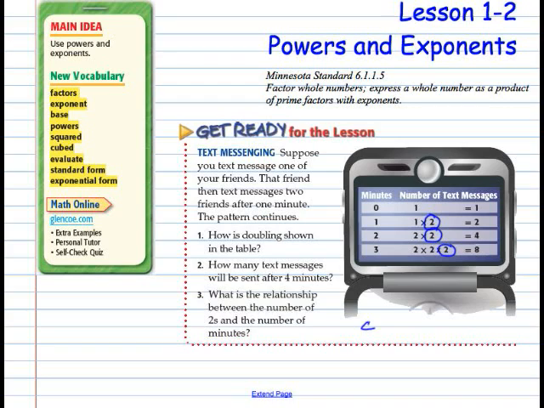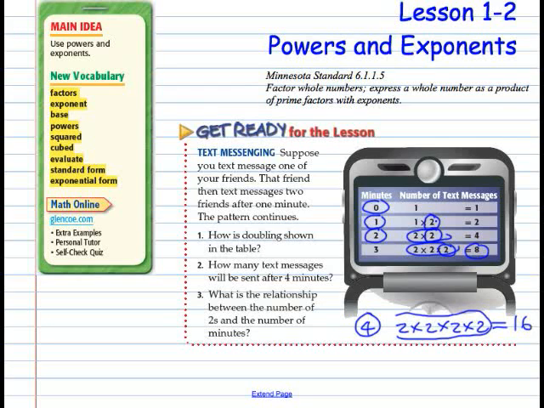Well, if you continue the pattern, 4 minutes would be 2 times 2 times 2 times 2, or 8 times 2, which is 16. What is the relationship between the number of 2's and the number of minutes? Well, 0 minutes here in this row and 0 2's. 1 minute, 1 2, 2 minutes, 2 2's, 3 minutes, 3 2's, 4 minutes, 4 2's. So the number of minutes matches the number of 2's.